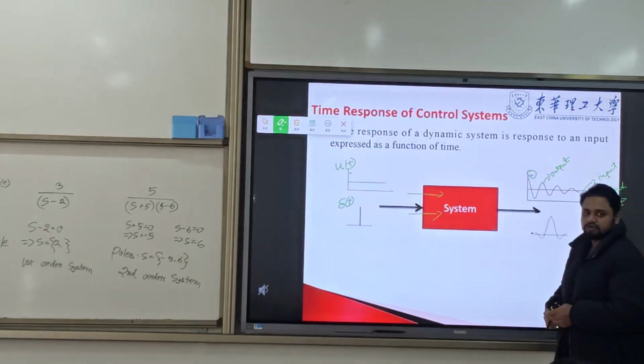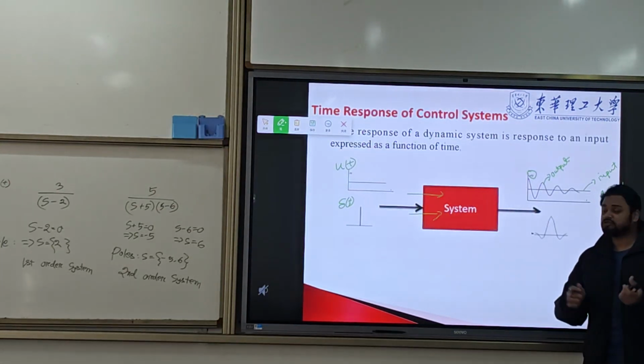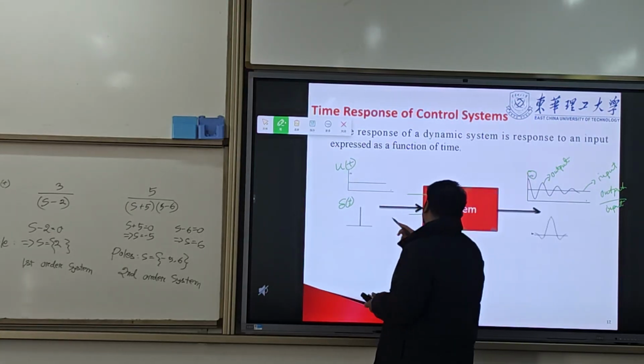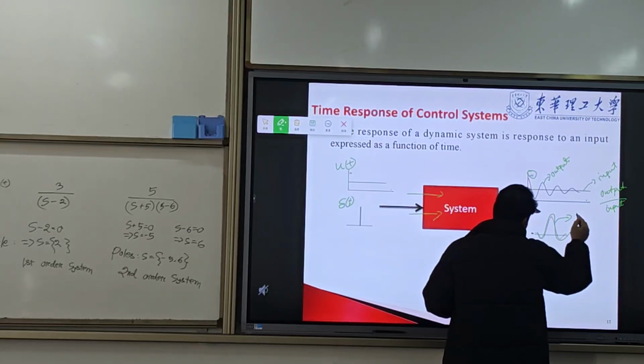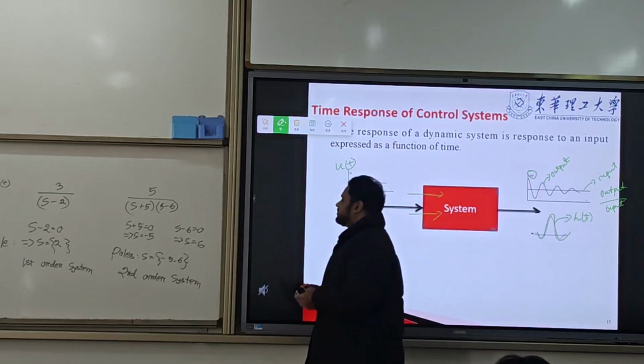Impulse response, to see what the time response is for this system. Again, here we have a delta input and there is an output. So you need to find the h(t), the impulse response, to find the time response of the system.